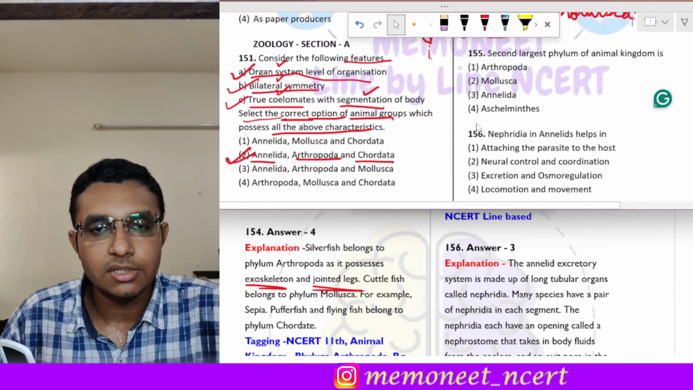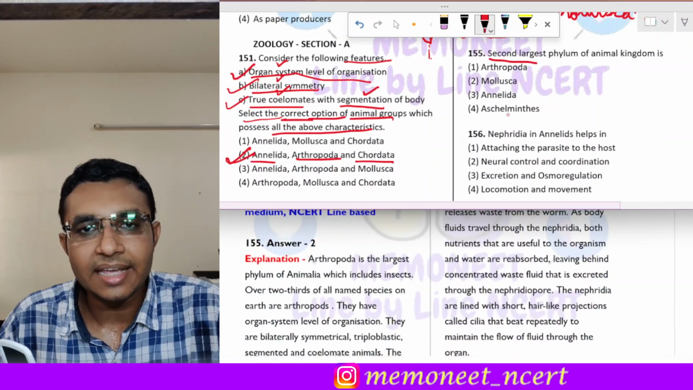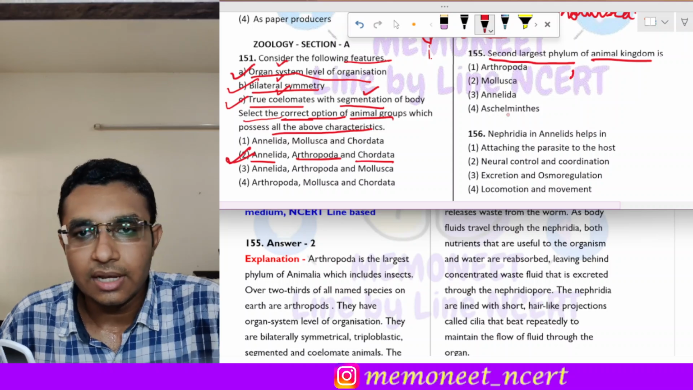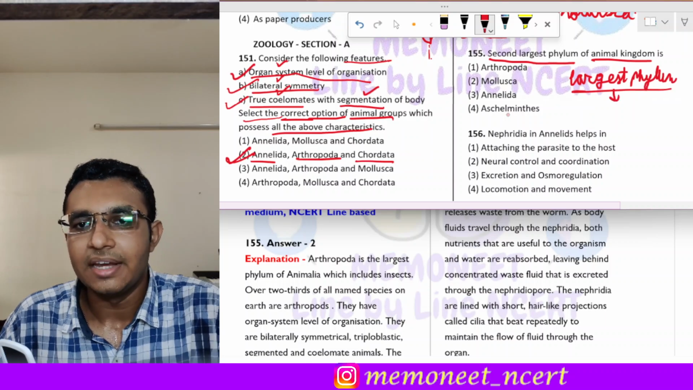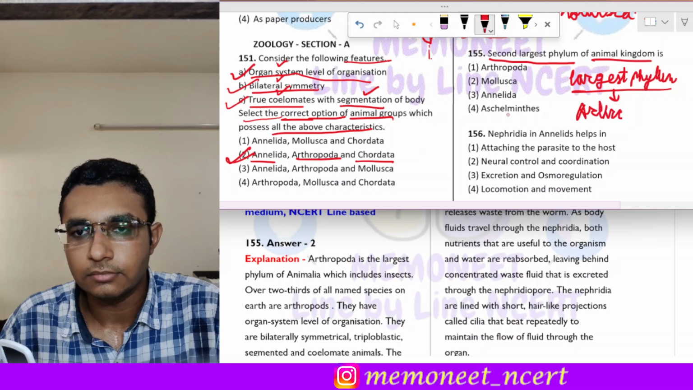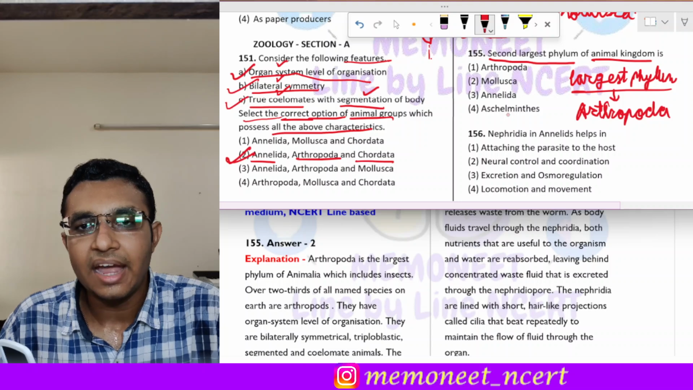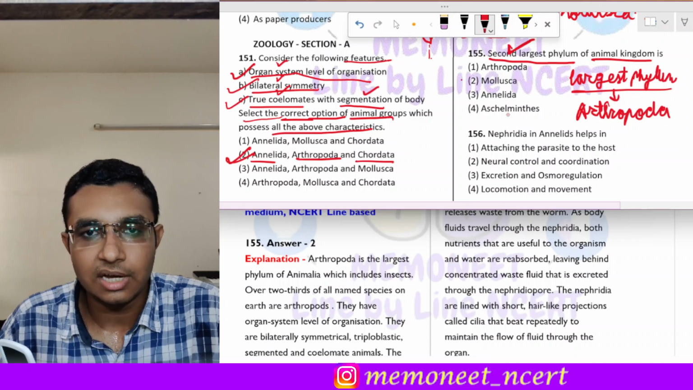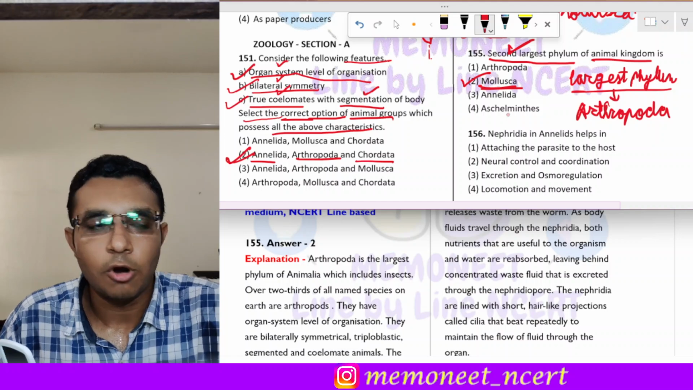Moving on to the next question, that is question number 155. The question 155 states that the second largest phylum of animal kingdom is dash. Now see, the largest phylum of animal kingdom is what? It is Arthropoda. The largest phylum is Arthropoda, and the second largest phylum of animal kingdom is Mollusca. So you need to remember this, that Mollusca is the second largest phylum of the animal kingdom.